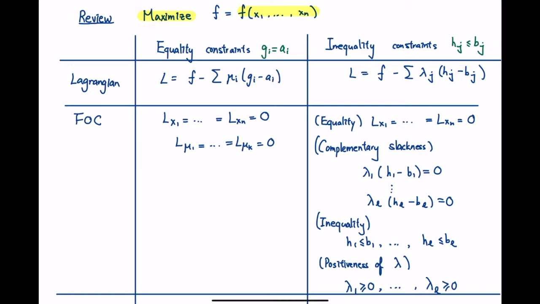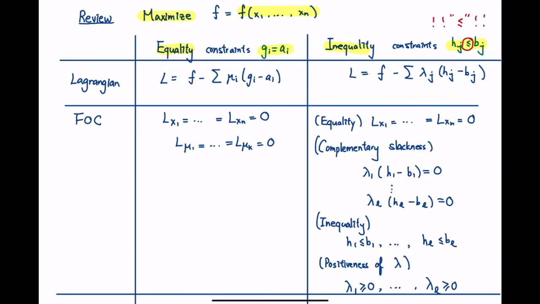Firstly, is when you're given a collection of equality constraints, which I call g_i equals a_i. Another situation is when you're given a collection of inequality constraints, and then the inequalities are given by h_j less than or equal to b_j. So let me emphasize that the inequality sign here is important. It must be less than or equal to, okay? It's a must.